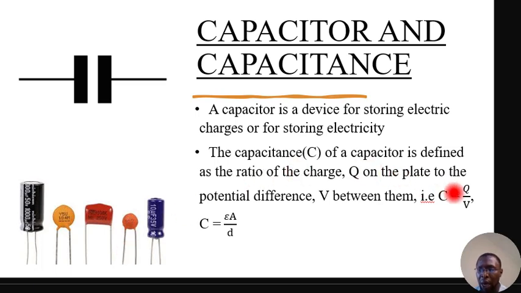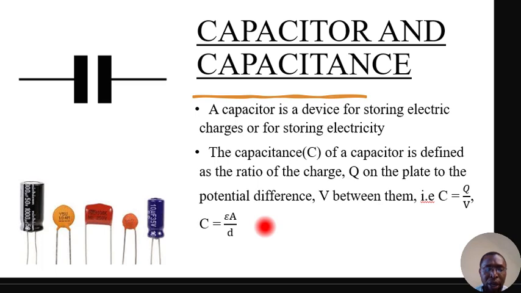Now, by formula, capacitance, which is represented with C, is equal to charge over voltage. Another formula for capacitance is epsilon A over D, where epsilon is a constant, A is the area of each plate, and D is the distance between the plates. All of these are key for us to know in solving problems involving capacitor and capacitance.